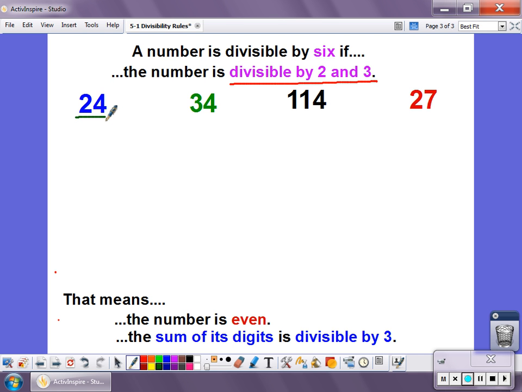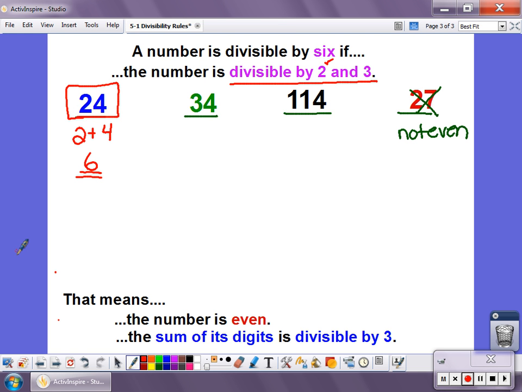So if I look at these numbers up here, and I want to say, okay, which of these numbers is divisible by 6, right away I can say, okay, well, it's not 27, because 27 was not even. And if it's not even, that means it's not divisible by 2. Okay? So that leaves us with some other choices here. All three of these numbers are even, so that's our divisible by 2 part. Now we just have to check and see if they're divisible by 3. So 24, if I do 2 plus 4, that gives me 6. 6 is divisible by 3, so that would mean 24 is divisible by 6.